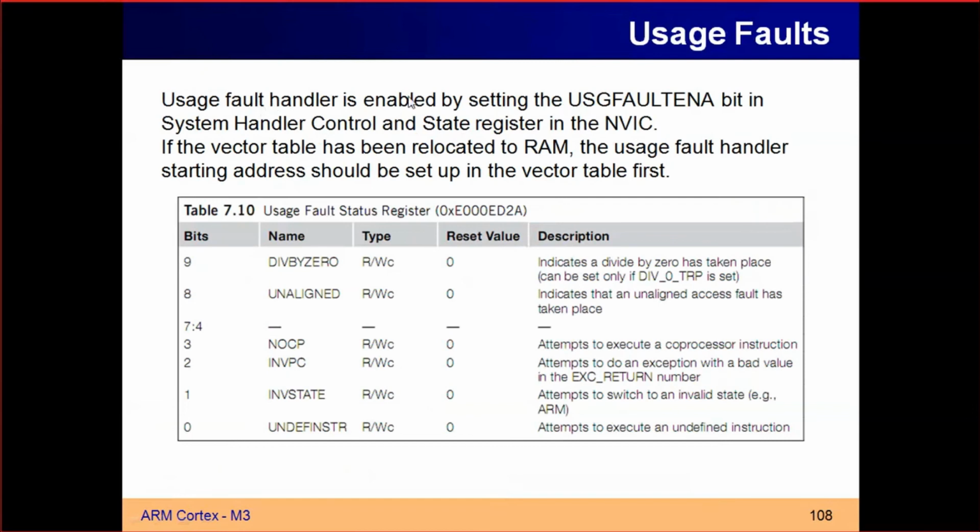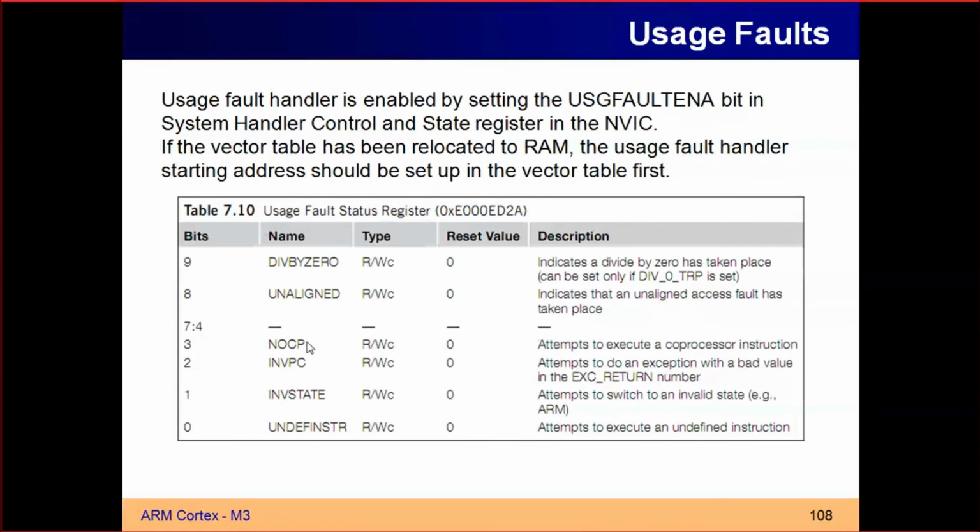Then how will you enable it? Using the usage fault enable bit in the same SHCSR register, the System Handler Control and State Register. Before enabling it, you need to specify the address in the vector table. All these things are the same for all the four.